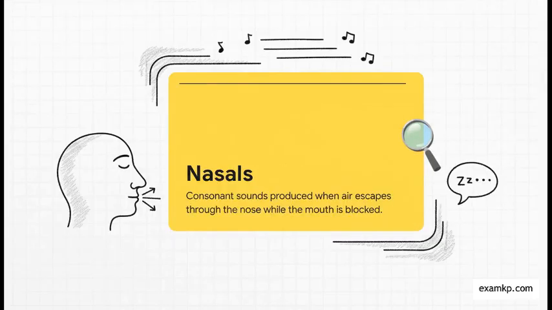And nasals. Oh, this is even easier. For a nasal sound, you just block the air from coming out of your mouth and you let it all escape through your nose. Go on. Try humming right now. You just made a nasal sound. See? Simple.